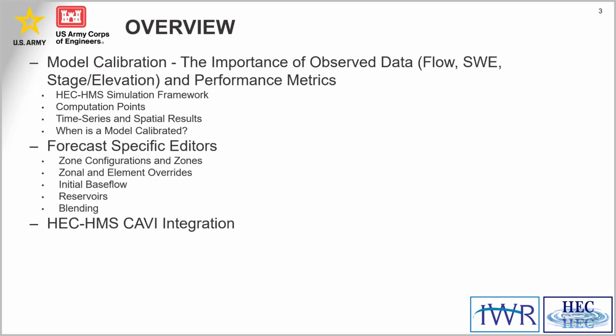Here's an overview of everything that we're going to cover. This will be separated into multiple more bite-sized videos. So in this one, we'll hit on the modeling calibration, the importance of observed data and performance metrics. In this section, we'll cover the HMS simulation framework, how it can be related to our forecasting, the importance of computation points and how we can utilize them to be more efficient at calibration, time series and spatial results so we can see how to view our results, and then when is the model calibrated? What's good enough for us to move forward?